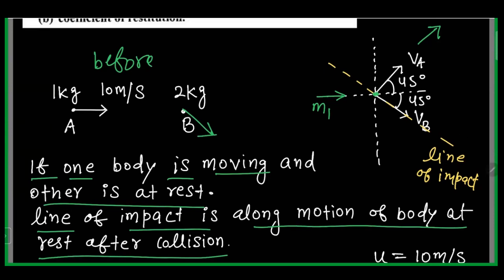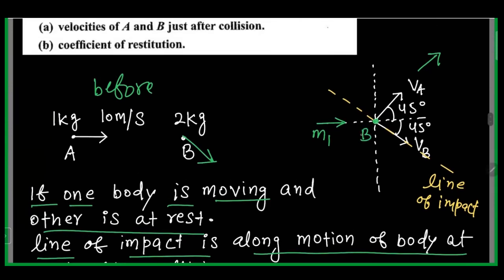So let me show you here. This was your B and this was your A. After your collision, your B goes in this direction. In whatever direction the body which was at rest goes, that direction will be your line of impact. So always remember this situation. So we find our line of impact. This yellow line is our line of impact. Once we know it, we can easily resolve our vectors. In this direction your velocity B is going, in this direction your velocity A is going, and both are making an angle of 45 degree with your x-axis.